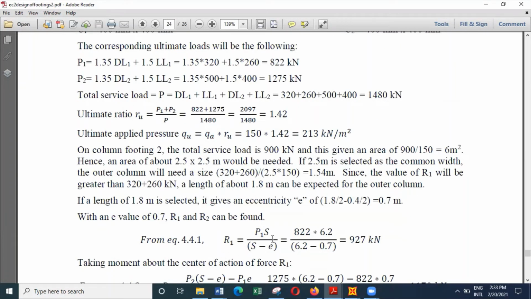So the value of R1 will be 822, that is this value for P1, multiplied by 6.2 meters, divided by 6.2 minus 0.7. Eccentricity is 0.7, distance is 6.2, you get 927. So you can see you get an increase in the outer footing axial force, or the vertical force. And so we have to resist this much of vertical force.